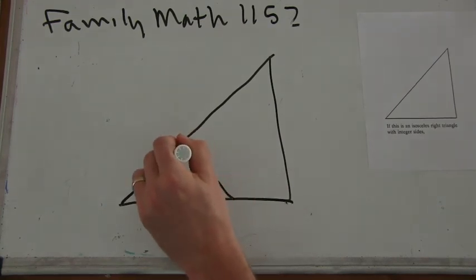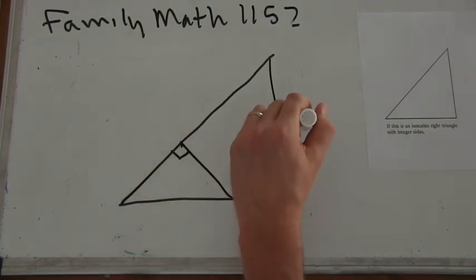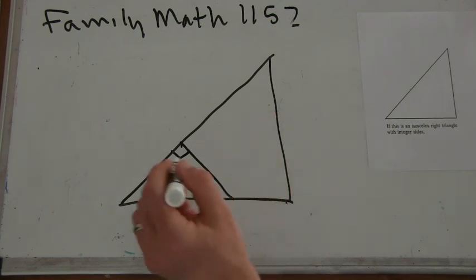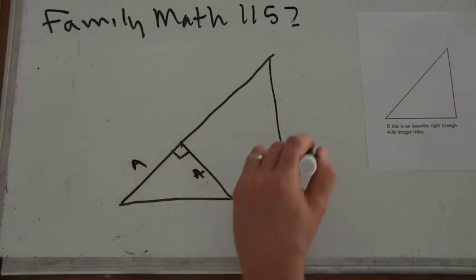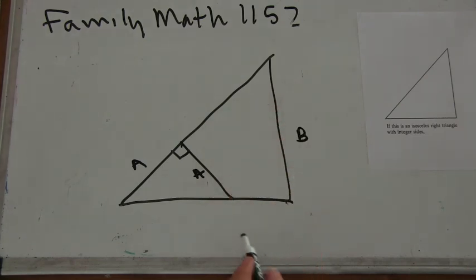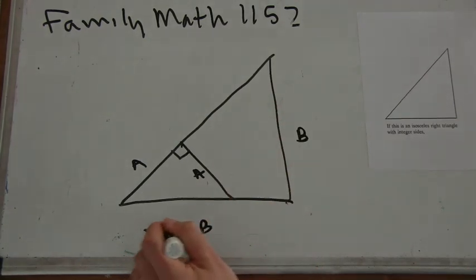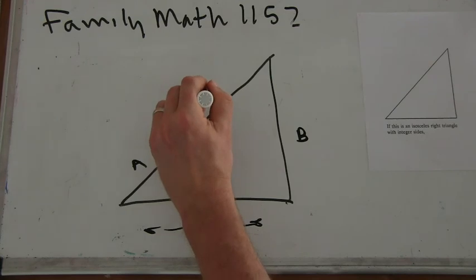So I'm going to call this, let's call this A, B, the whole side. Yep, whole side is B. And then this is B.